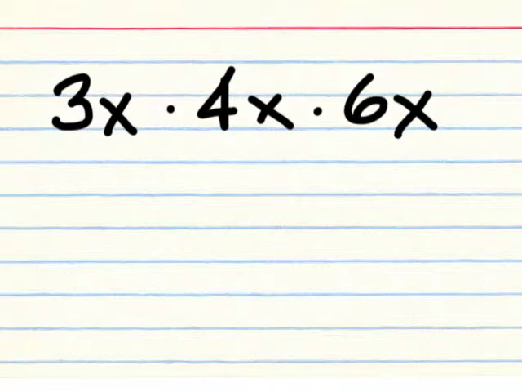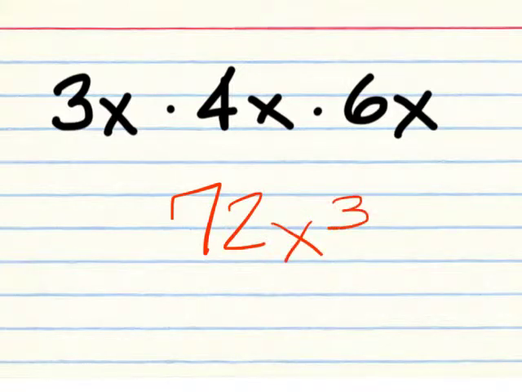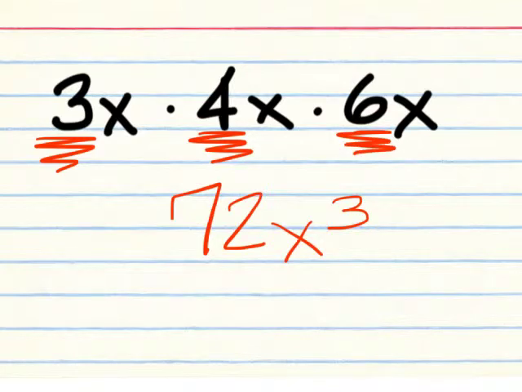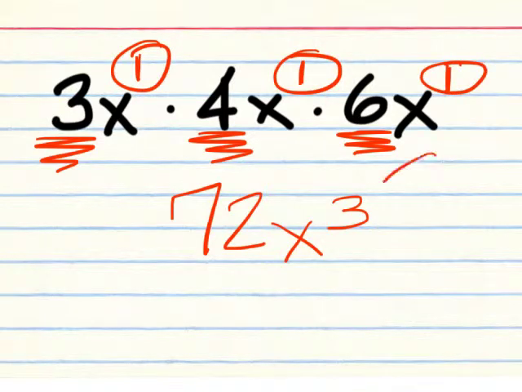What should the answer be for this one? 72x to the third. 72x to the third, because 3 times 4 is 12, times 6 is 72, and then you have an exponent of 1 on each of the x's. Add those up to get a 3, 72x to the third.